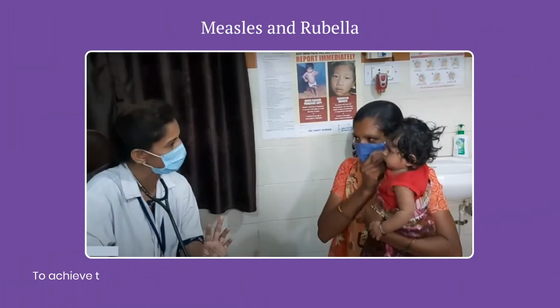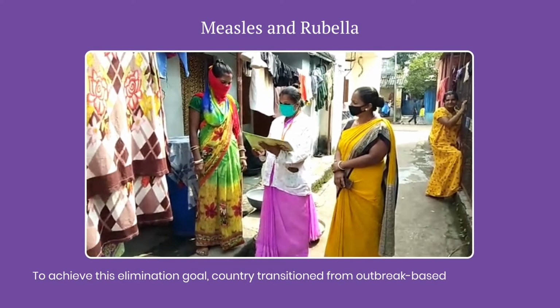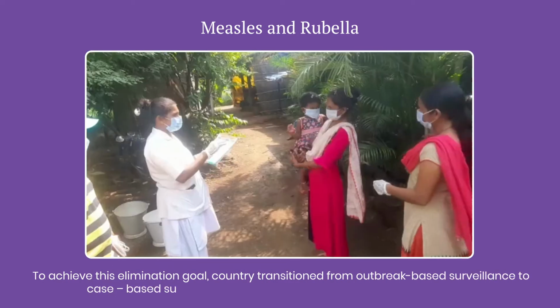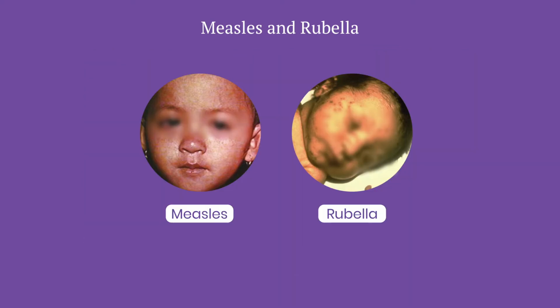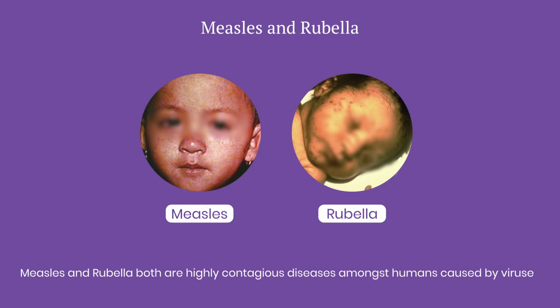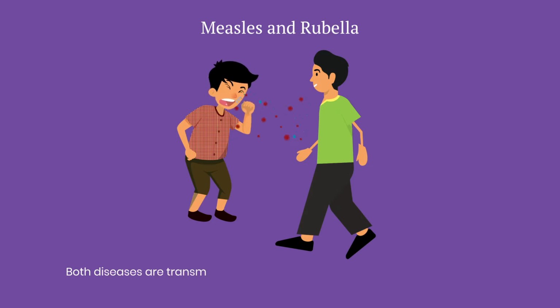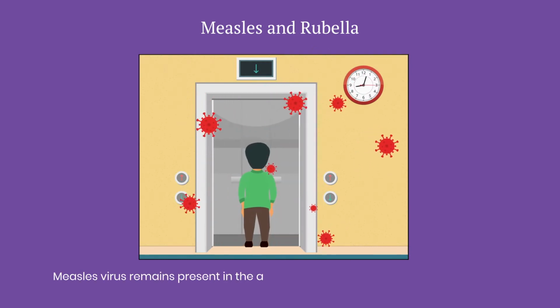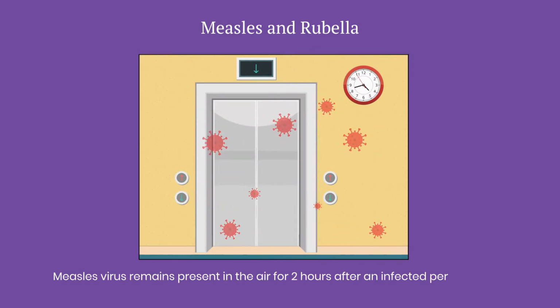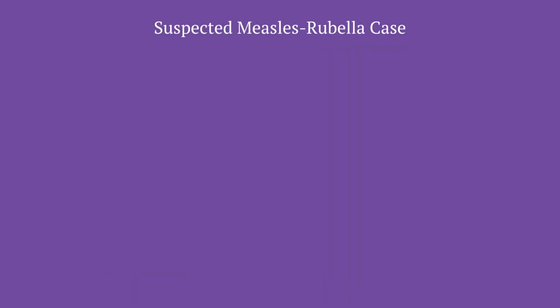To achieve this elimination goal, the country transitioned from outbreak-based surveillance to case-based surveillance in 2019 and to fever rash surveillance in 2021. Measles and rubella are both highly contagious diseases amongst humans caused by viruses. Both diseases are transmitted primarily from person to person via air droplets. Measles virus remains present in the air for 2 hours after an infected person leaves an enclosed area.